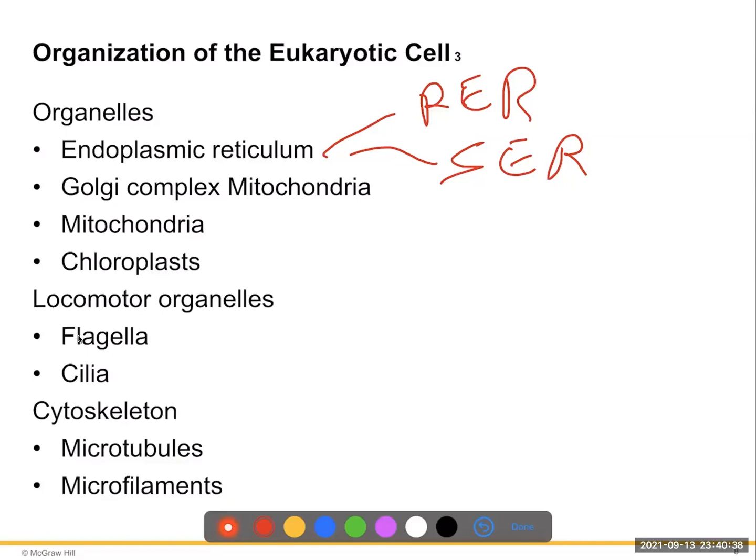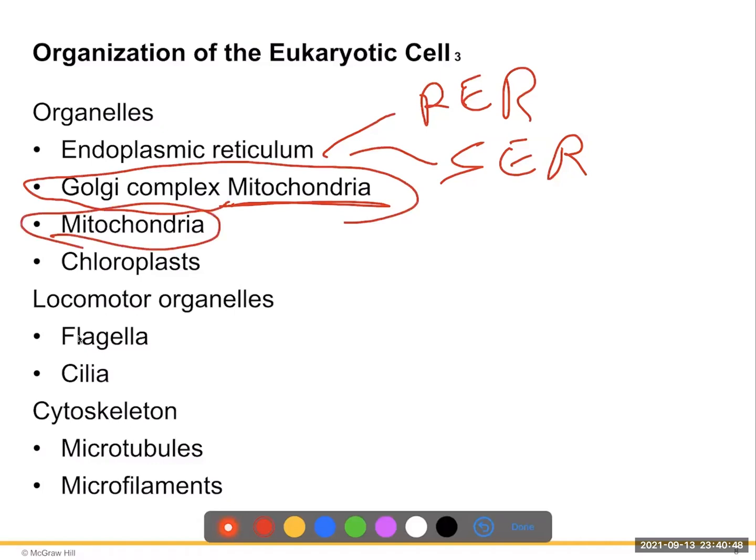The Golgi apparatus, the Golgi complex, okay, helps to modify your proteins. The mitochondria are your energy. Mitochondria produce ATP. Like I said, 95% of the body's ATP is produced in the mitochondria. Chloroplasts are found in plant cells, the green color that allows the plant cell to absorb sunlight and turn it into energy. And that energy can be used to create glucose and oxygen from carbon dioxide and water.